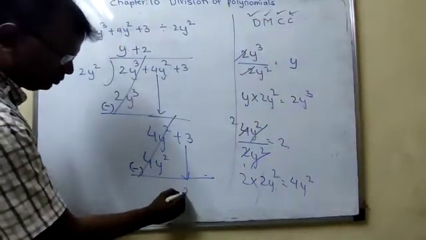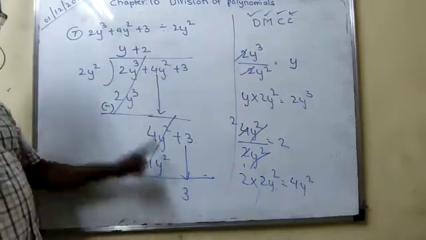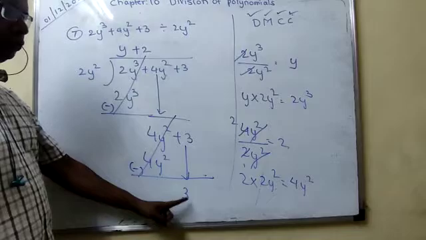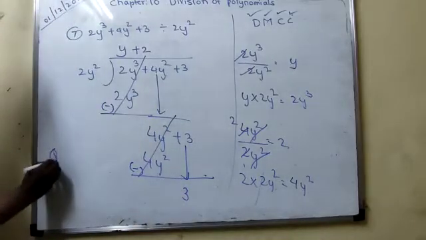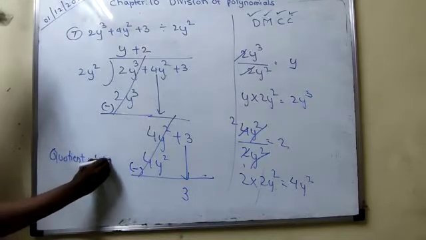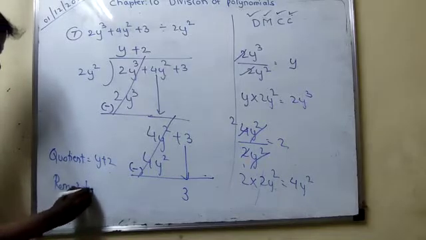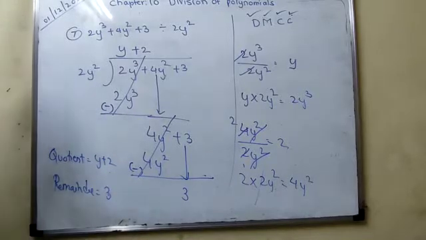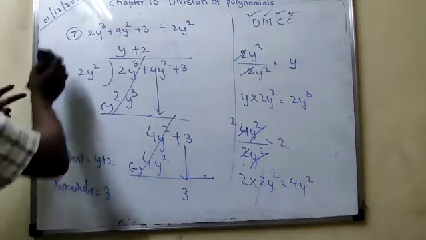Here take this 3. Now we cannot divide here because this is 3 and the divisor is 2y square. We cannot divide it because there should be a y square term. So we can't divide. We have to stop here. So what is the answer now? The quotient is y plus 2 and the remainder is 3. Any doubt, students? Come to sum number 8 now.